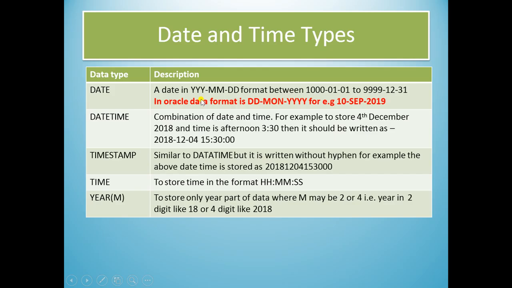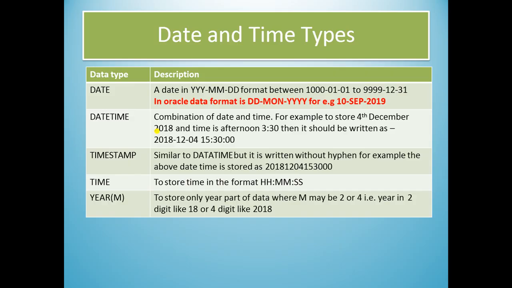Next is date. The date is in this format, within this range to this. In Oracle, which is another database, you write the date in this order: first DD, then month, then year. But we are using MySQL, so we have to use first year, then month, then date. Now next is date and time. It is a combination of date and time.